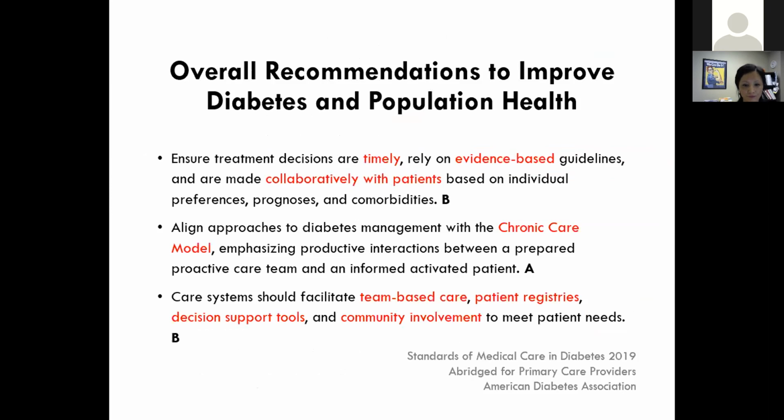So overall recommendations to improve diabetes in population health: make sure that treatment decisions are timely and rely on those evidence-based guidelines, and that you work collaboratively with patients. Remember that your clinical goals are important, but they may not be the goals for the patient. The patient's goal may be simply to get back to the way life used to be. When you ask patients what they want once they've been diagnosed with diabetes, the first thing they want is for things to go back to the way they used to be.